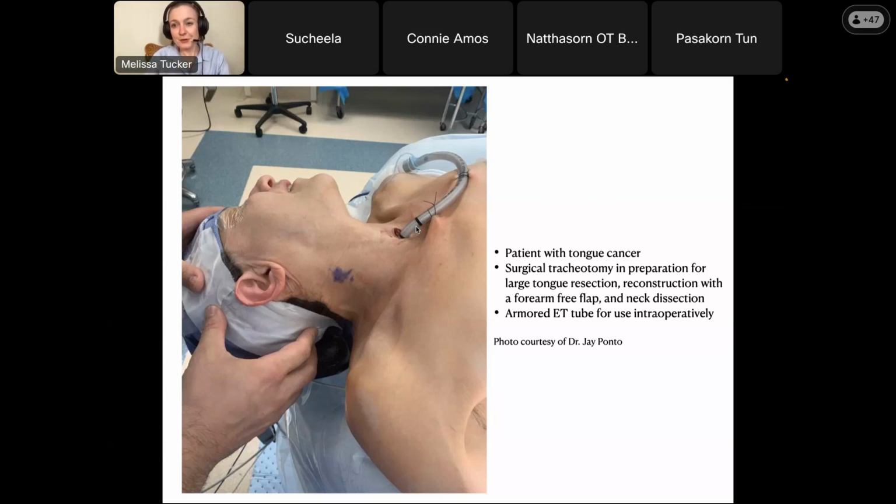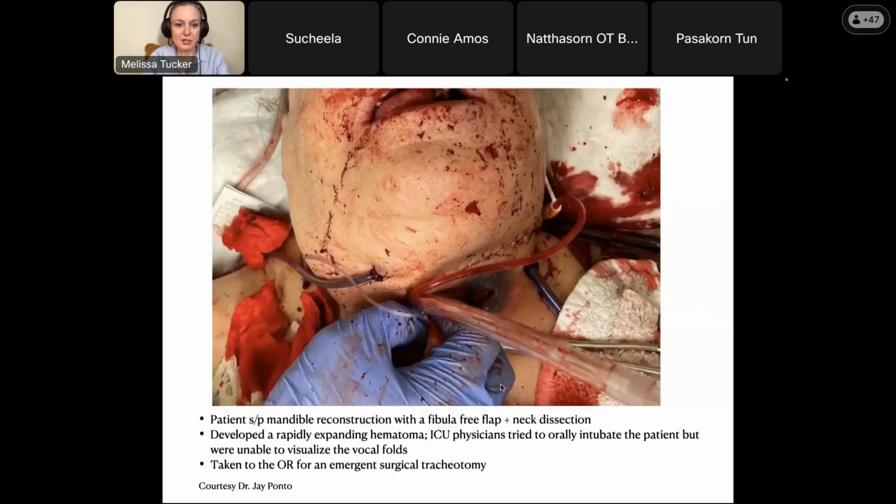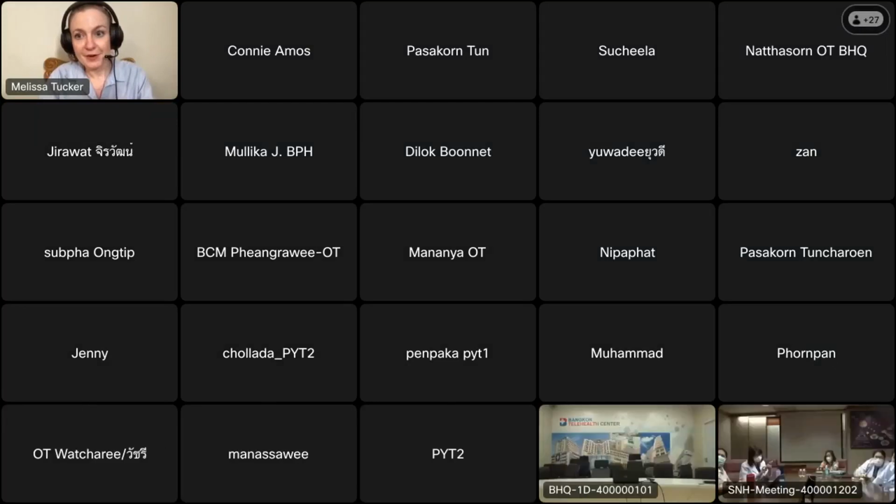The next picture I'm going to show, I believe, is the one that's a little bit bloody. If you're sensitive to that, you may want to minimize the screen for a moment. So this is a patient who had a reconstruction of their mandible, of their jaw, with a fibula free flap. So they had cancer in their jaw removed, part of their leg was removed.